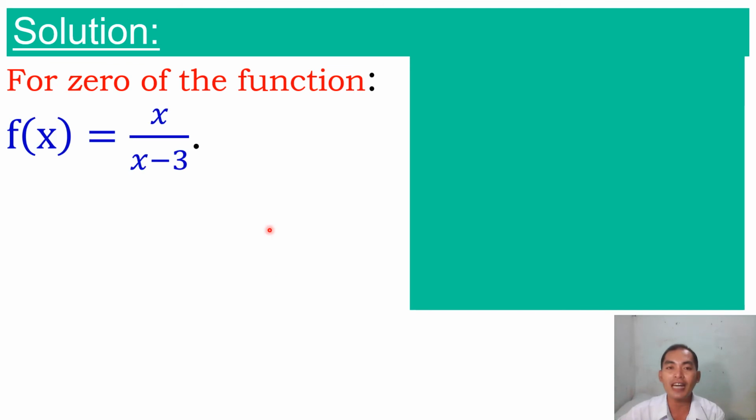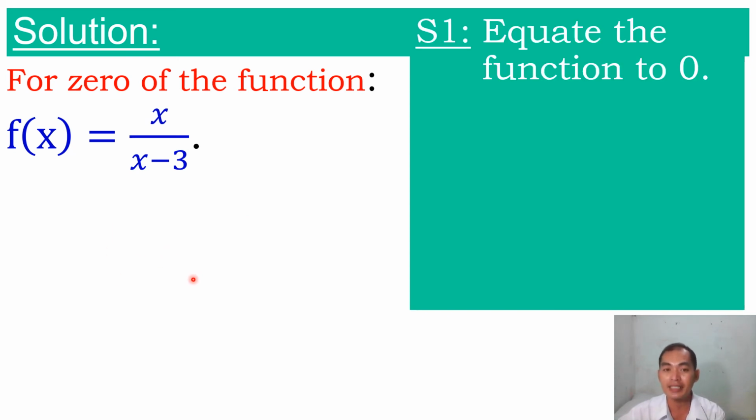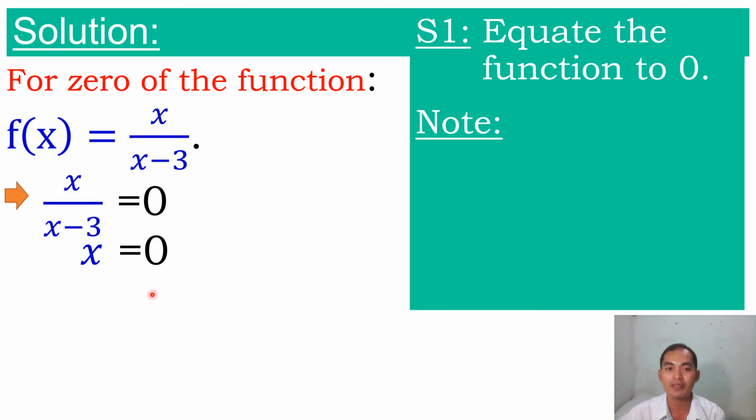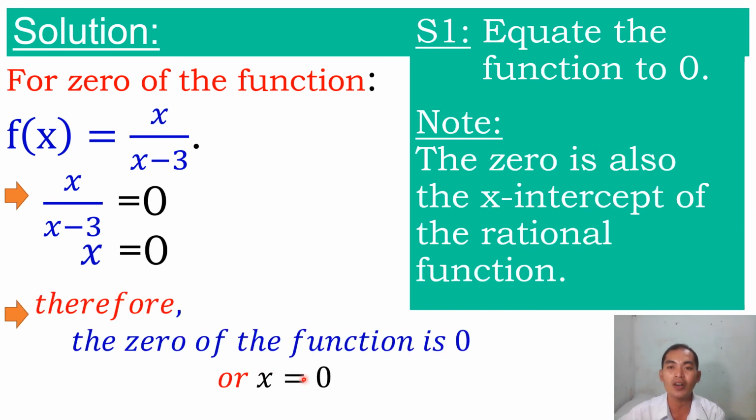For the zero of the function, it is the same as for the x-intercept. So even if you don't solve for the zero of the function, whatever the x-intercept is, that's the zero of the function. So x equals 0 is the zero of the function. Zero of the function is 0 or x equals 0.